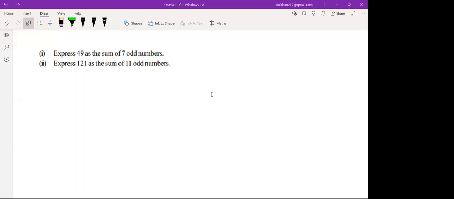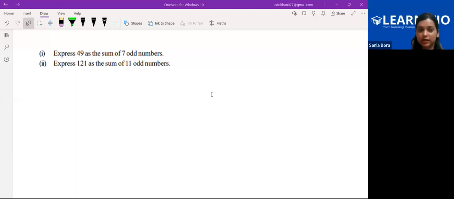Okay. So sorry students. So over here you have to express that as a sum of 7 odd numbers. In this case, any idea how would you do it? We add seven times. Yes, correct. Ibrahim was correct.